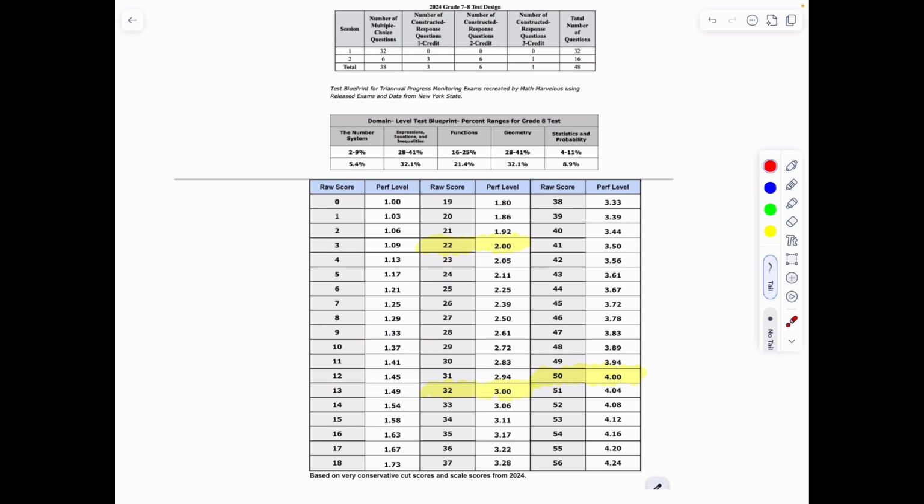Now in terms of studying, these are the types of problems that were on the test. The biggest ones are equations, expressions, and inequalities, as well as geometry. So right there, that could be anywhere from 56 to 81% of the test, just these 2 topics. And then another 16 to 25% is functions. And then you get a little bit of number systems, like the rational and irrational numbers, and then a little bit of data and probability.